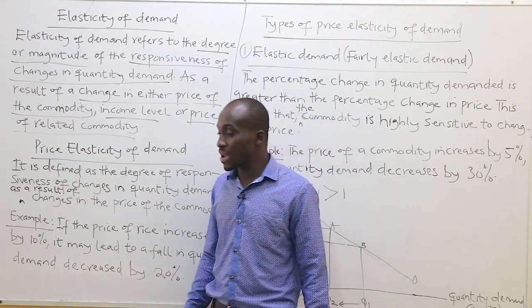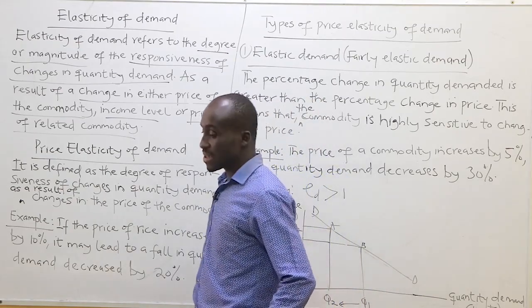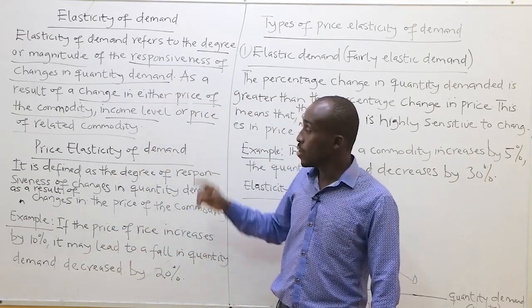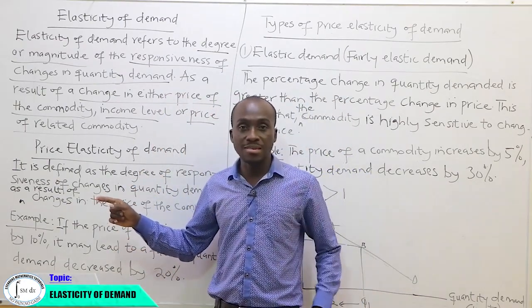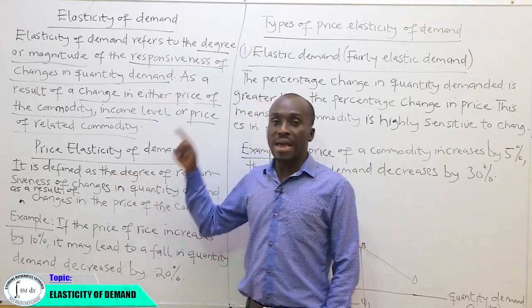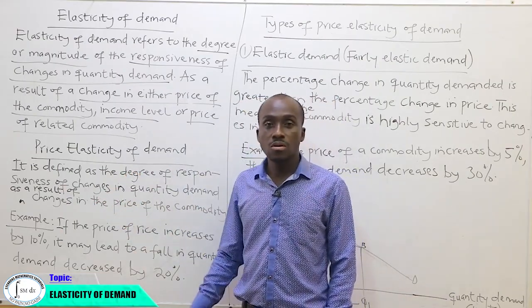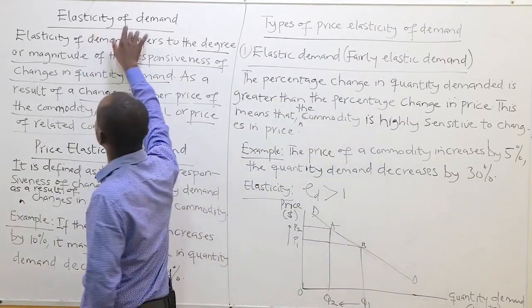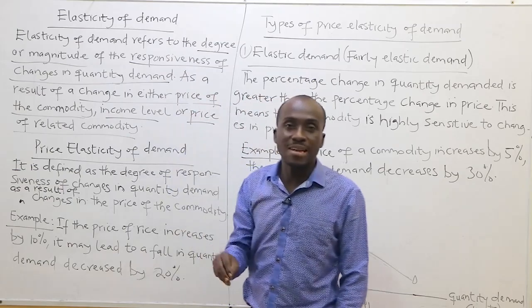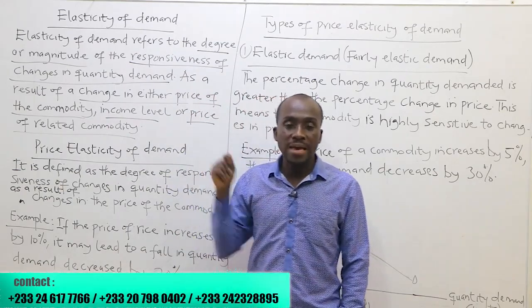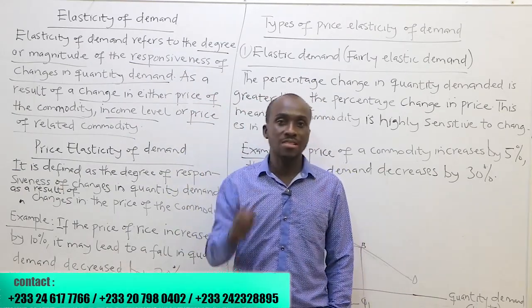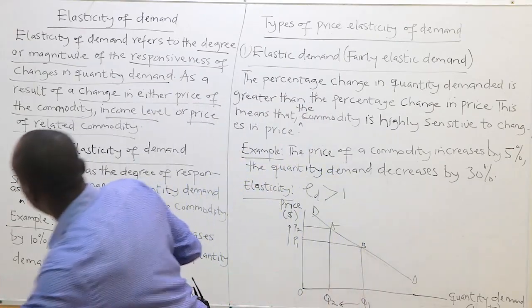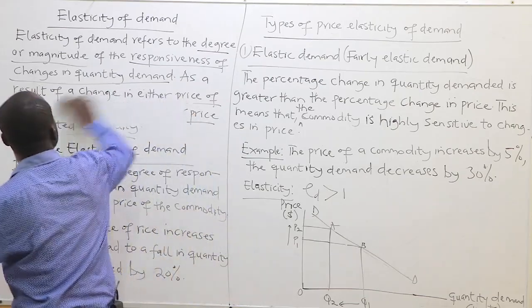So with price elasticity, we have the elasticity of demand. We have 3 types. We have the price elasticity of demand, that's what we're going to discuss right now. We have the income elasticity of demand, and we have the cross elasticity. So there are 3 under the elasticity of demand: the price elasticity of demand, the income elasticity of demand, and the cross elasticity of demand. So let's start with price elasticity of demand.